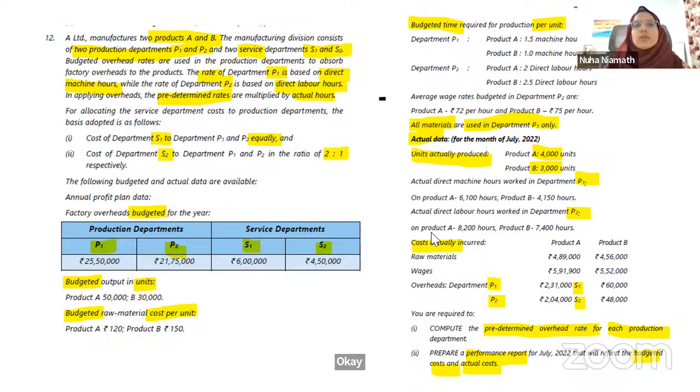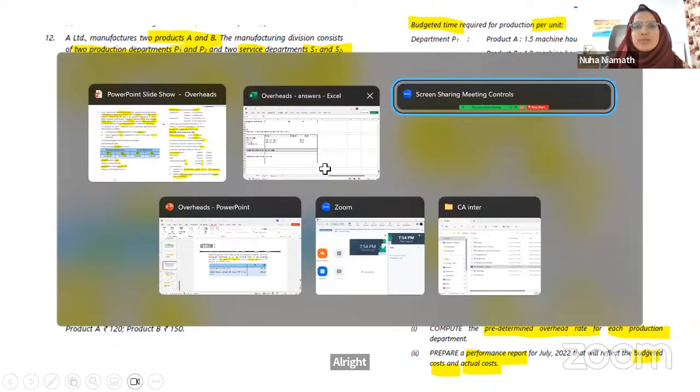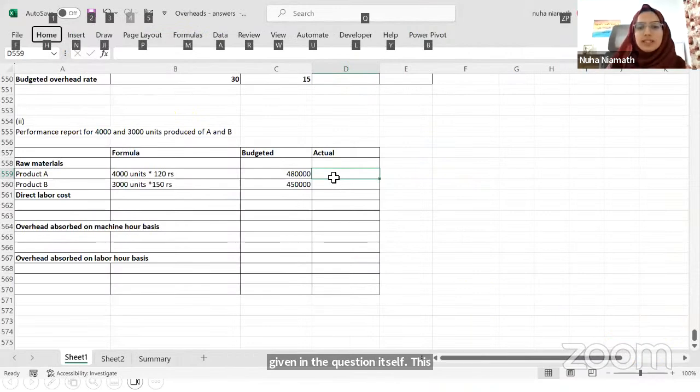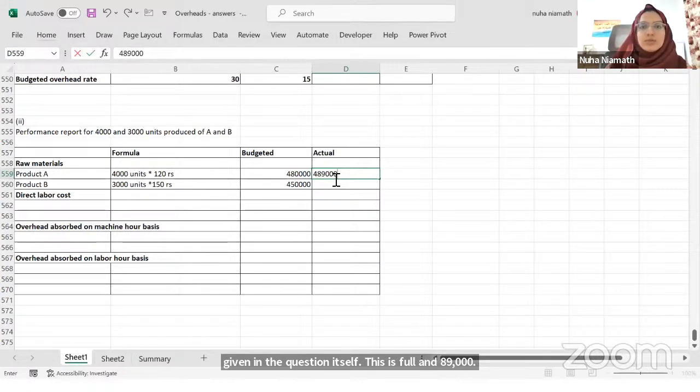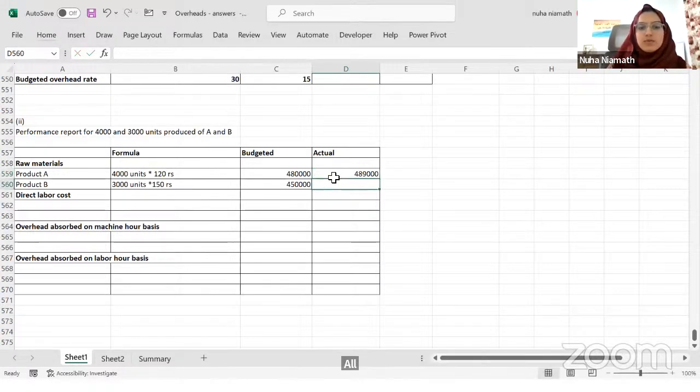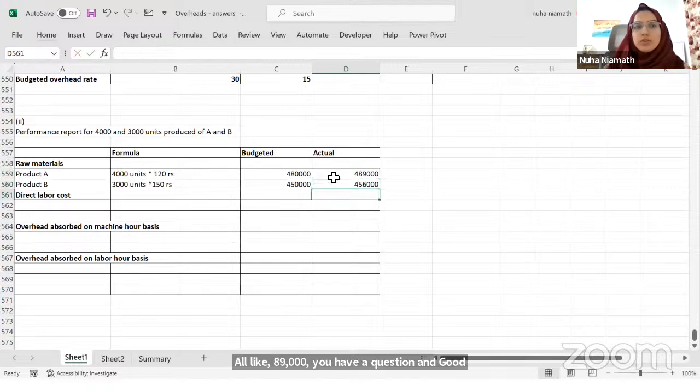All right. So there's nothing to calculate. It's given in the question itself. This is 4,89,000, given in the question, and 4,56,000 given in the question. I hope it's clear.